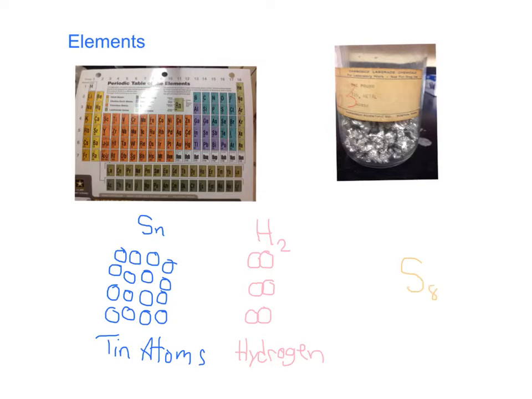So those little subscripts, which is the number that comes low and after, will denote how many atoms are in that particle that are joined up. All right, let's take a look at the next thing.